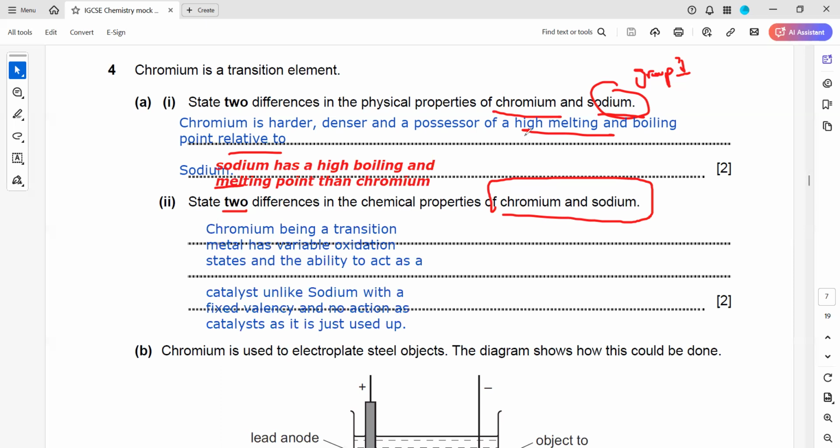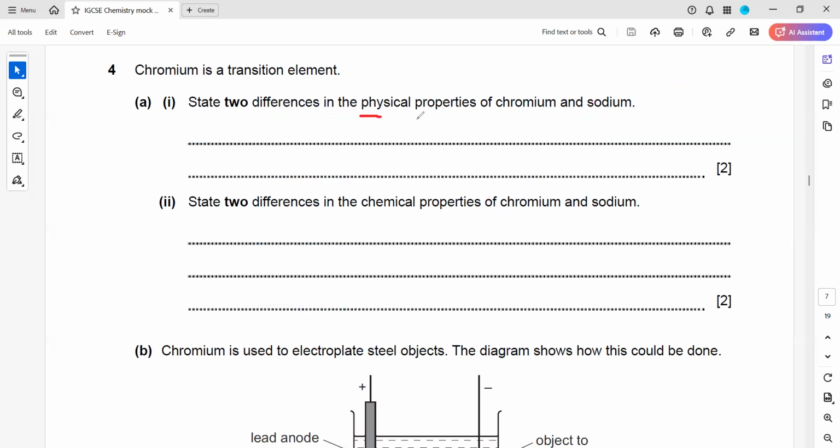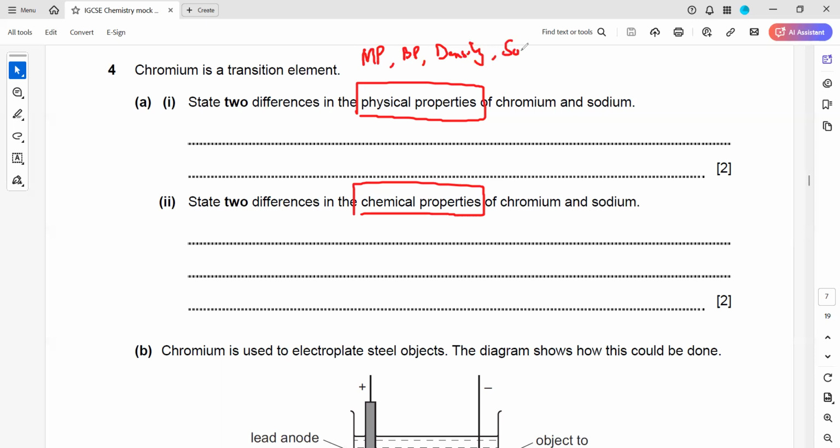How do we know if something is a chemical or physical property? Physical properties are measurable properties in which no new substance forms. Chemical properties are the properties in which a new substance will form. Whenever you refer to a physical property, you talk about the melting point, because when a substance melts, only a physical change happens, with no change in the composition. Boiling point, density, the texture of the surface, hard, soft, these are the physical properties.